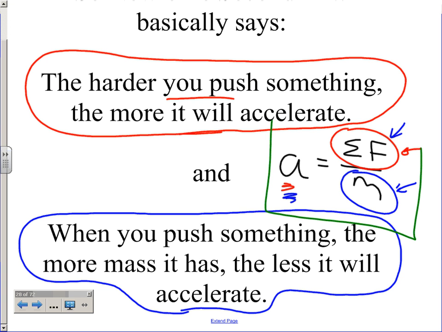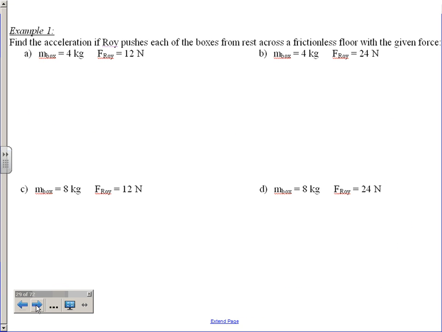So here is Newton's second law. Write it down. Know it. It is colossally important. It is the foundation of all physics. How's that for a sweeping statement? So let's do some examples.